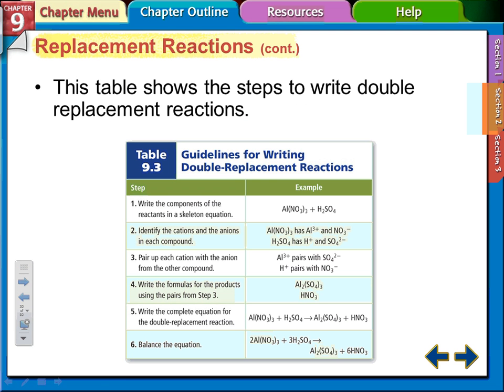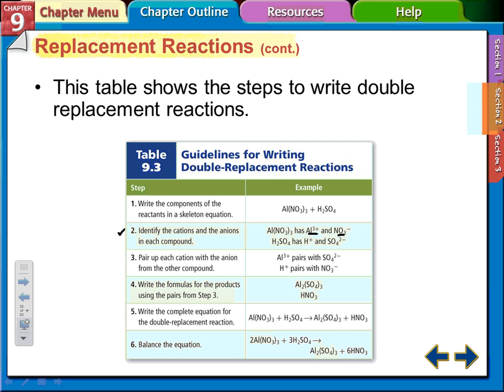This table shows the steps to write double replacement reactions. This is probably the hardest type we have to do in chemistry, if they just give it to you from scratch as a word equation with everything written out. So this is aluminum nitrate and sulfuric acid reacting together. In double displacement reactions, we have to identify the anions and the cations in each compound. The anion here is aluminum, the cation is the nitrate.